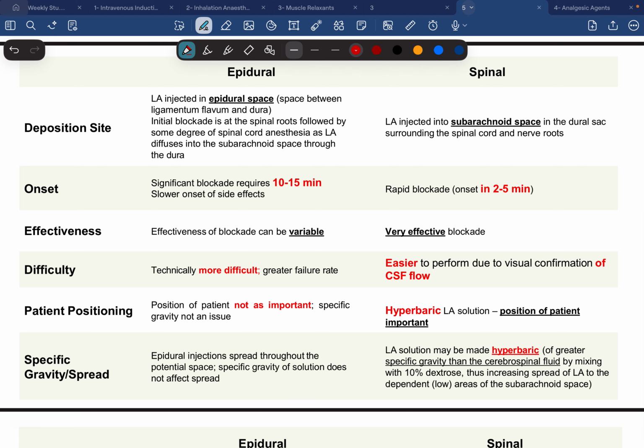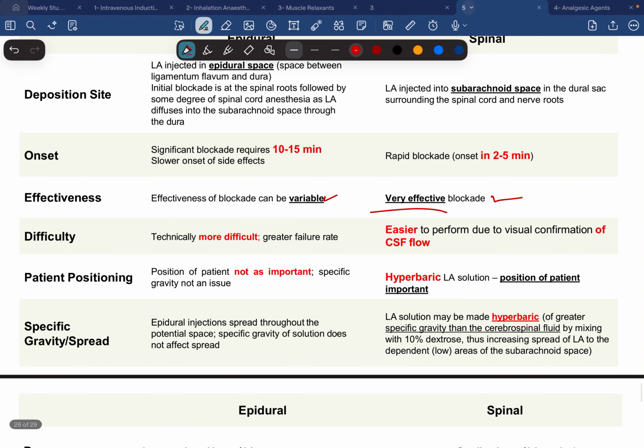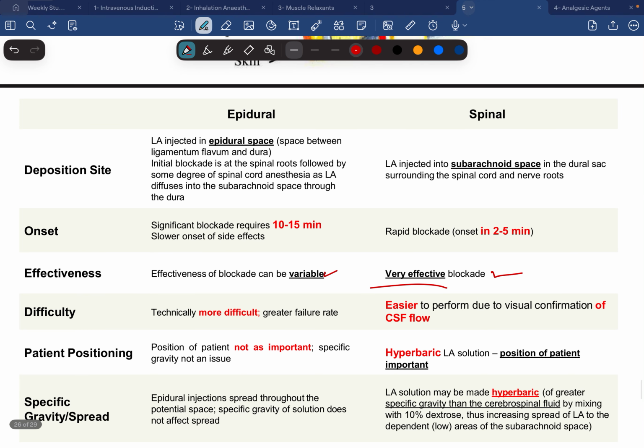Effectiveness of the block, it can be variable. Spinal is very effective. Why is epidural variable? Because you never know what's happening inside. Sometimes, and this is also what we consent our patients for, sometimes it can be unilateral, sometimes it can miss a spot, sometimes it can miss a nerve. And there are a few tips and tricks that we can do to improve the block, but sometimes you just need to take it out.